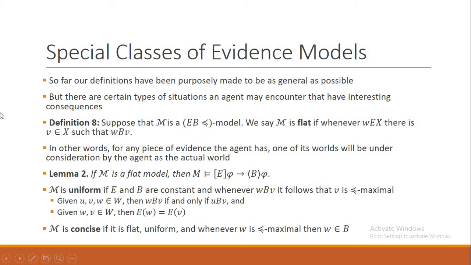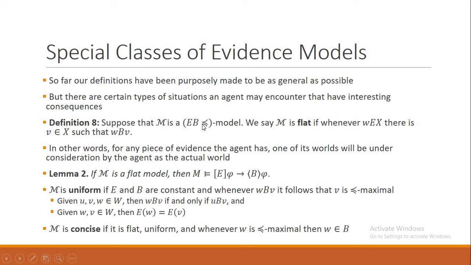Now we give some special classes of evidence models. So far, we've only been speaking about general cases. But there are certain types of situations an agent may encounter that have interesting consequences. So, definition 8. The reason we jumped to definition 8 all of a sudden is because it isn't the 8th definition in the presentation, but it's the 8th definition in the paper. This is for the benefit of anybody who wants to go back and read the paper and check these definitions.